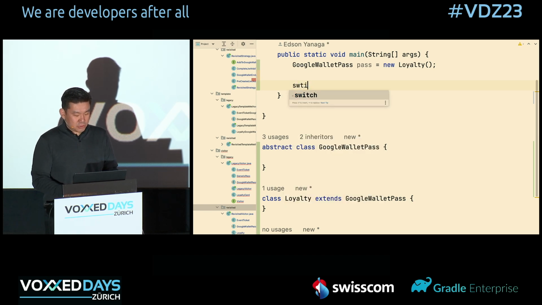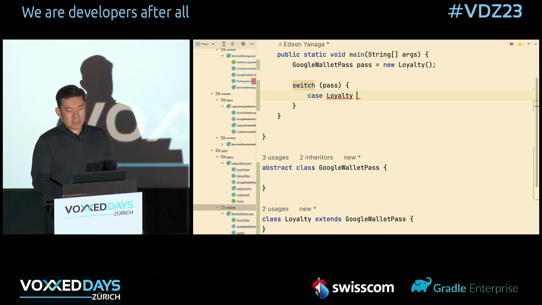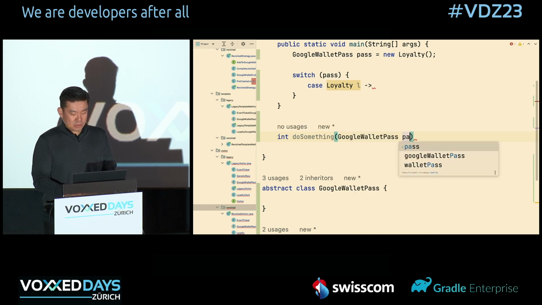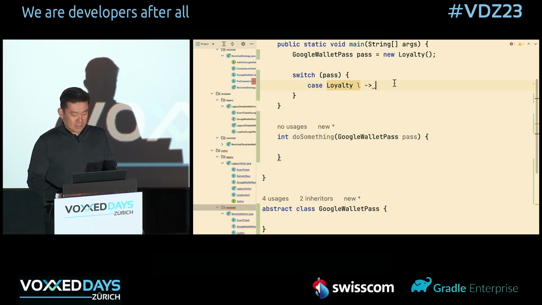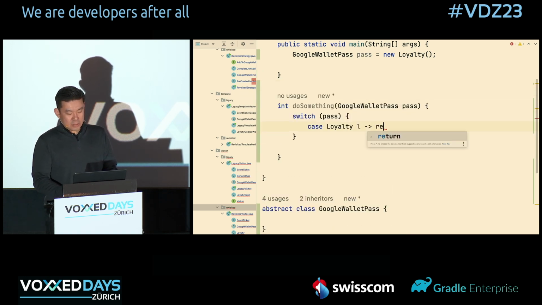What you can do is switch on the pass, and you can say, well, case, if it's a Loyalty. You can even use a lambda and do something. Let me create another method that returns int, doSomething, and I receive a Google Wallet Pass parameter. I think it's a better example. And if I switch on the type of parameter, I can say, well, this one I can return 1.